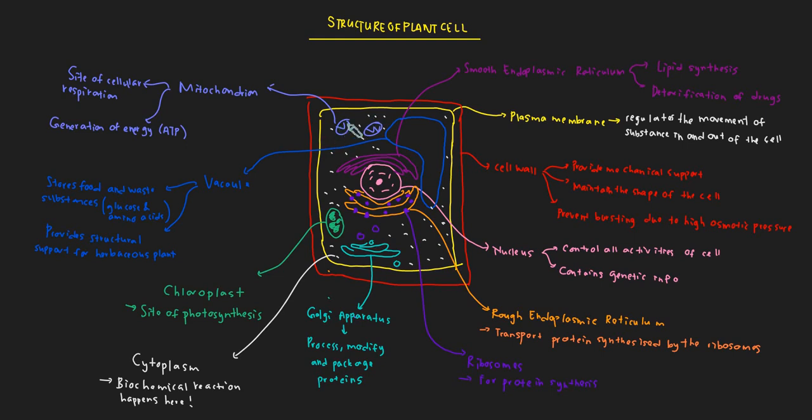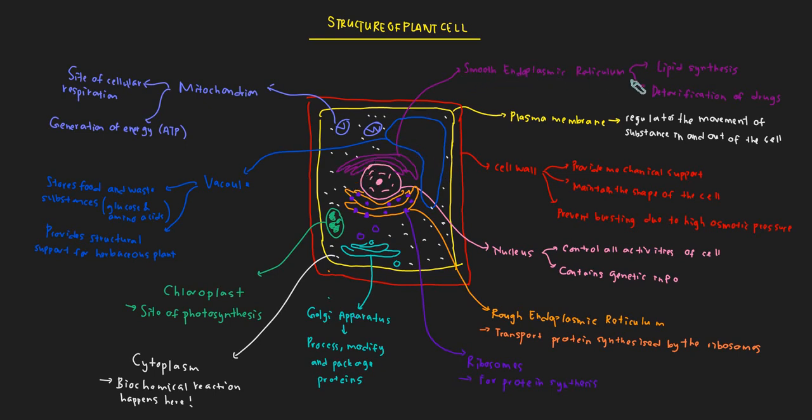And the next thing we have here is the mitochondria over here. So the mitochondria is the site of cellular respiration, and energy is generated in the form of ATP through mitochondria. ATP is used in the cell for metabolic activities and any activities that require energy, like active transport, for example. The next organelle that we have is the smooth endoplasmic reticulum.